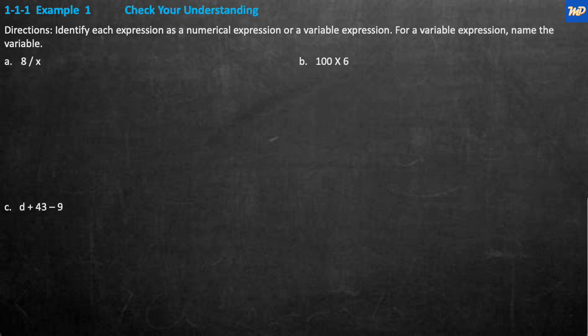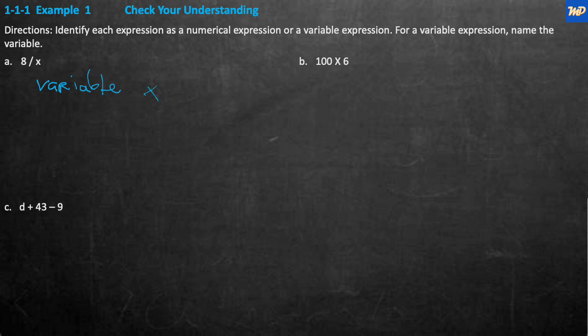Okay, example 1, let's check your understanding. Directions. Identify each expression as a numerical expression or a variable expression. For a variable expression, name the variable, same as we just did on the previous slide. So let's go. A, what is 8 divided by x? Is that numerical or variable? It's a variable expression. And what's the name? What is the variable? The variable is x.